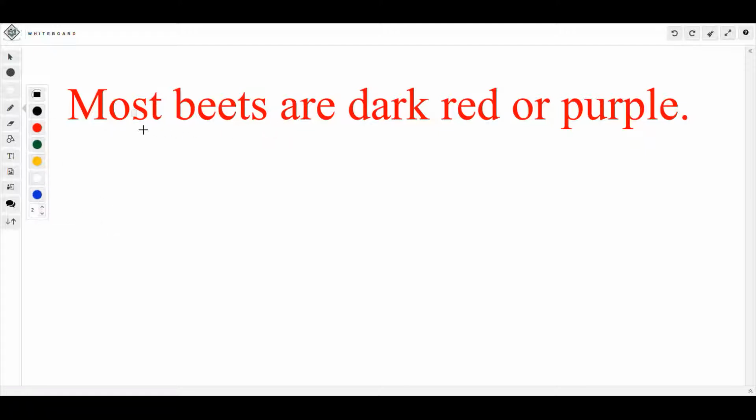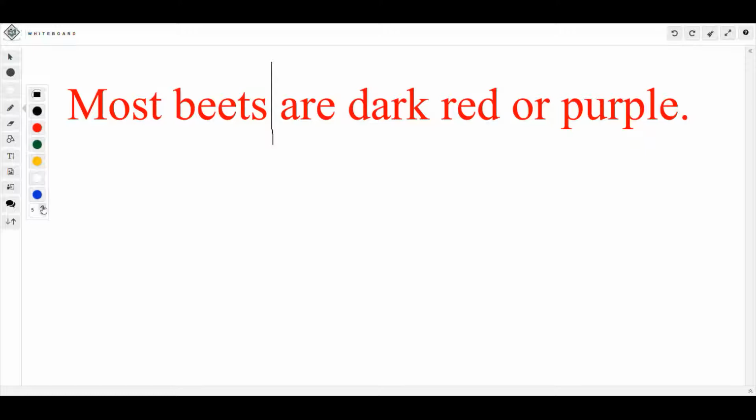So let's find the predicate. That's usually easy. Let's see, most beets are dark red or purple. Are is a verb. Remember, it's a linking verb. So that means our line goes here. This is our complete predicate. Are dark red or purple is the complete predicate, and most beets is your complete subject.